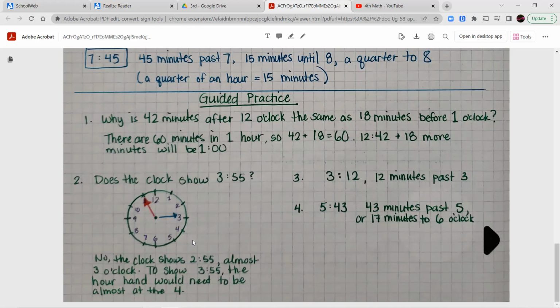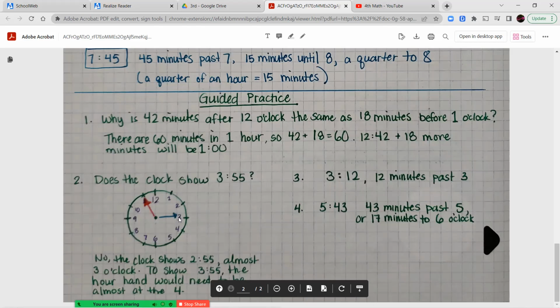For number 2, does the clock show 3:55? So let's take a look at our hands here. Now here we can see the hour hand is almost at the 3 o'clock, but it's not 3 yet. So that means we're still in the 2 o'clock hour. Even though the minute hand is pointing to where the 55 minutes would be, the hour hand is not pointed to show that it's 3:55. The hour hand actually shows here that it's 2:55. If it wanted to show 3:55, the hour hand would need to be almost on the 4, so just slightly before the 4.